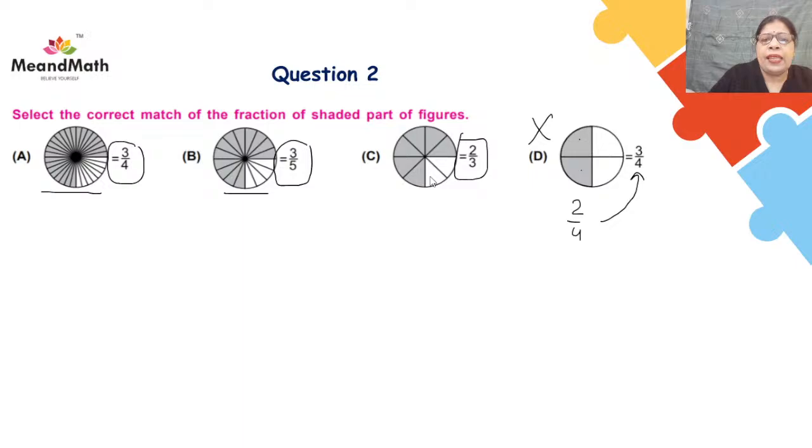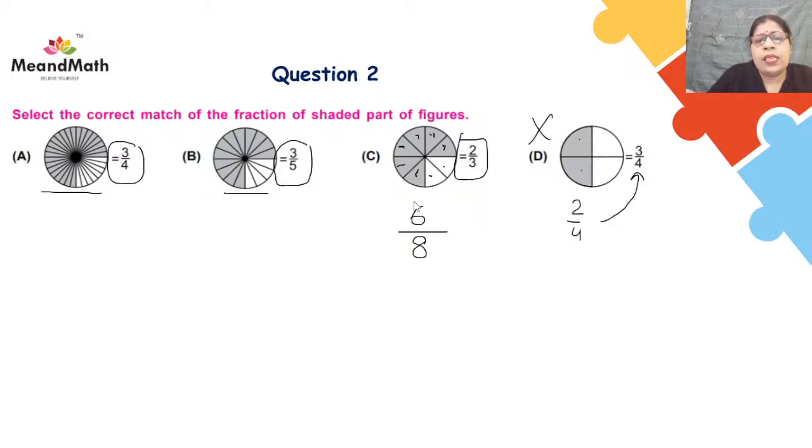Let's see how many parts are done. 1, 2, 3, 4, 5, 6, 7, 8. 8 parts are done, which is to be written in the denominator. The number of parts which are done to the figure are written in the denominator, and the number of parts which are shaded has to be written in the numerator. Let's see. 1, 2, 3, 4, 5, 6. So this is 6 by 8.